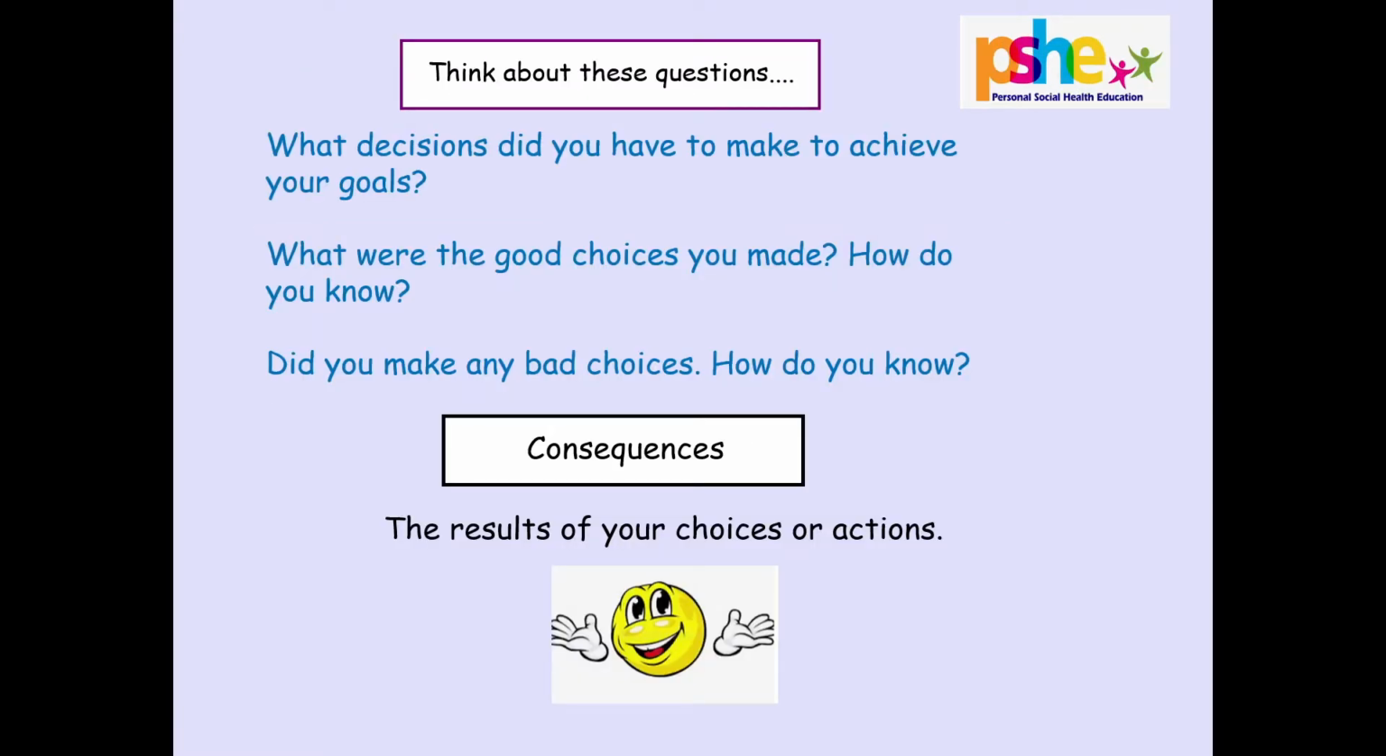So thinking about your goals and how you've achieved them, think about these questions. What decisions did you have to make to achieve your goals? What were the good choices you made and how did you know? And did you make any bad choices? How do you know?